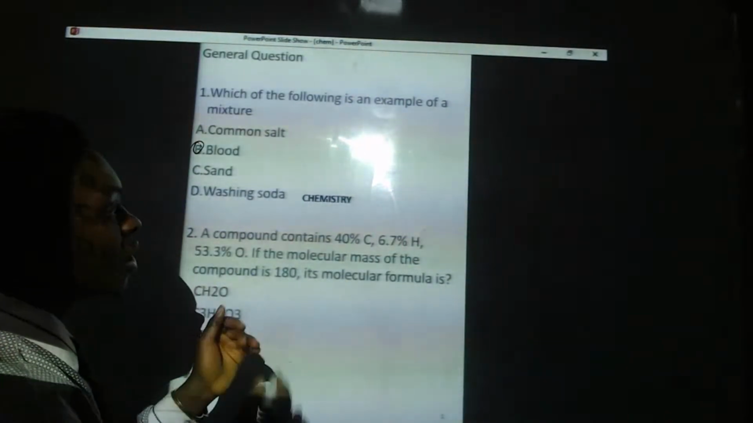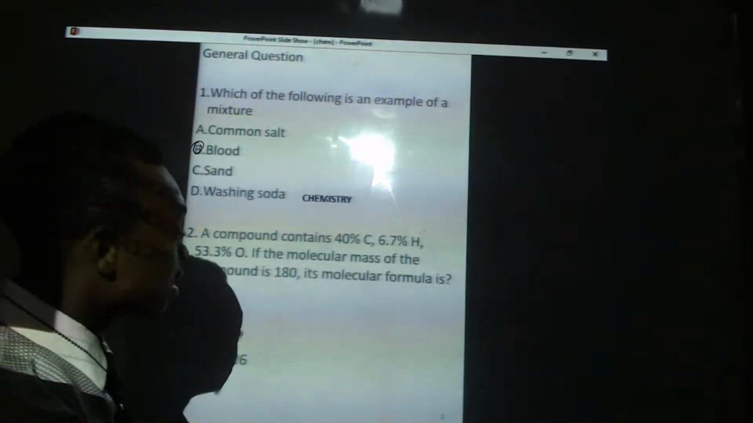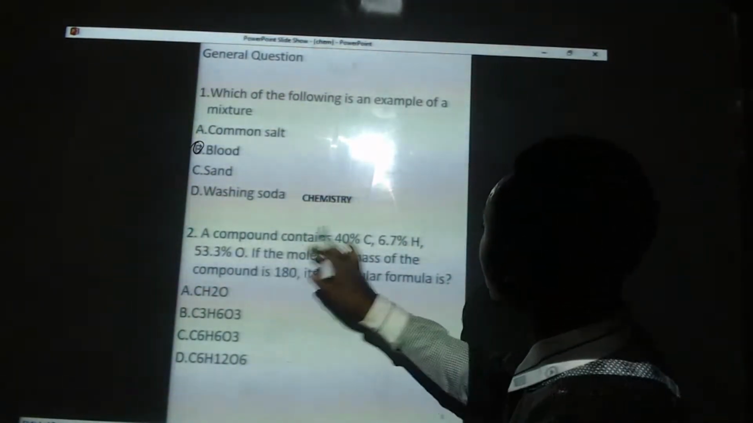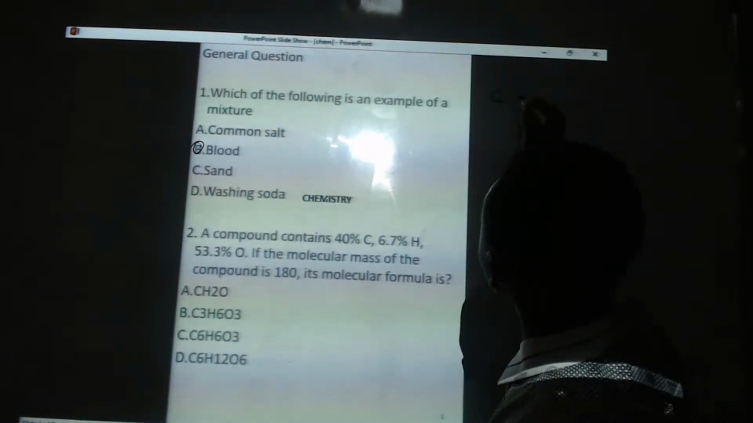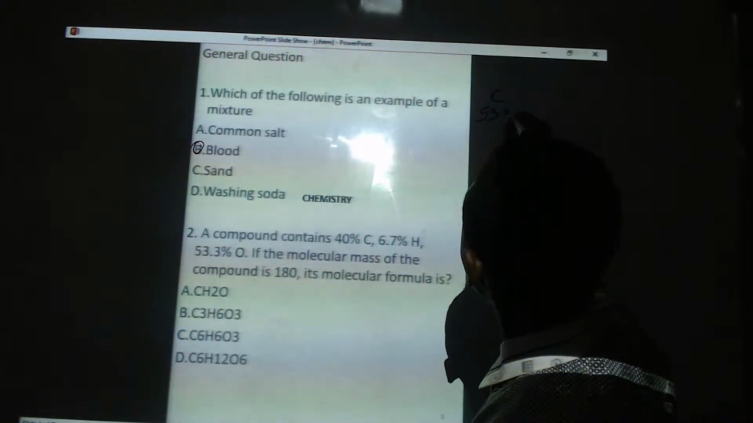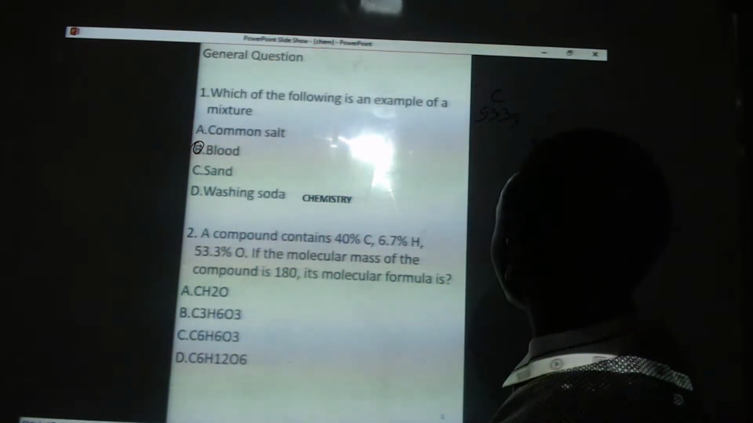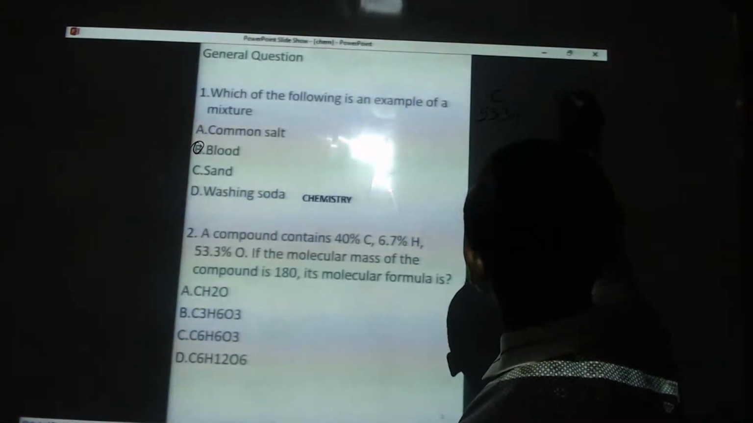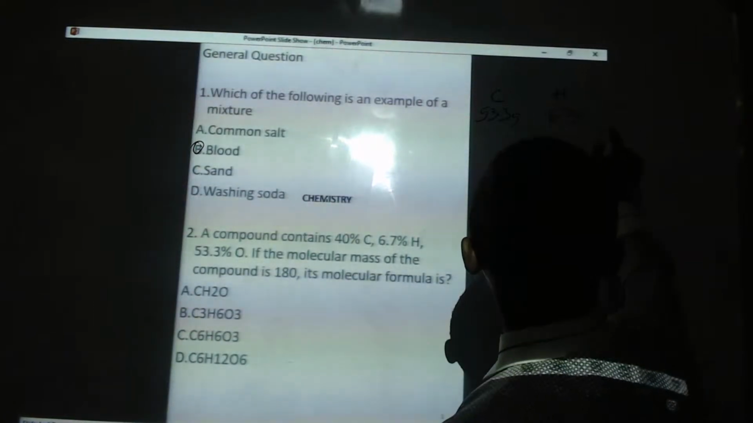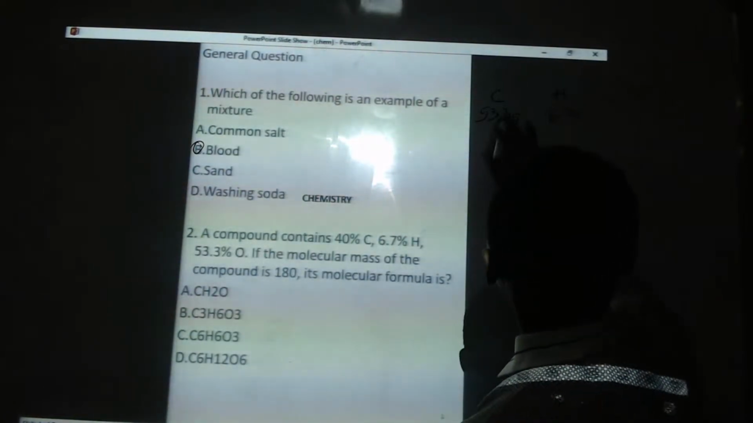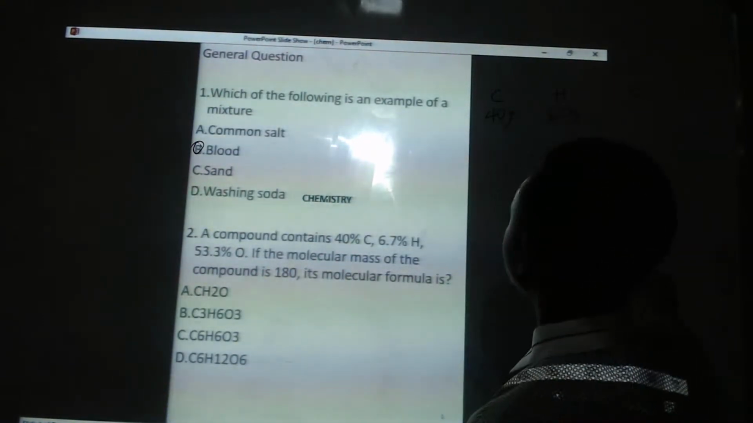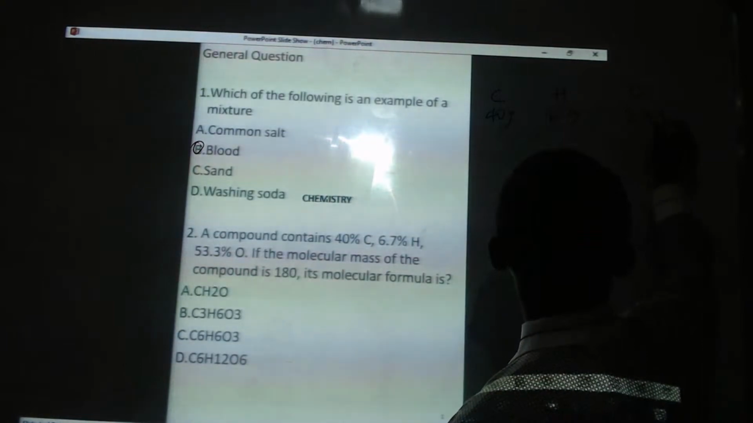Now, when I was doing empirical formula, I gave you the guidelines and the steps in calculating empirical formula. And I said once you've been given something in percent, you just assume them to be in grams. So now your carbon, instead of 40%, you put it in 40 grams. Now your hydrogen, instead of 6.7%, 6.7 grams. And then your oxygen is 53.3 grams.